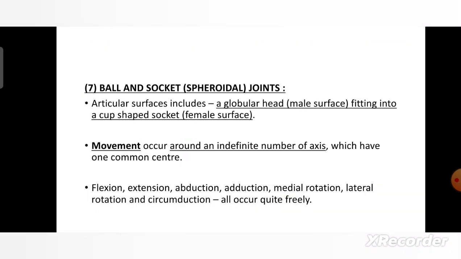Next is ball and socket, that is spheroidal joint. In this, articular surface includes globular head, that is male surface, fitting into a cup-shaped socket, that is female surface. Movement occurs around an indefinite number of axes, which have one common center. Ball and socket joints show flexion, extension, abduction, adduction, medial rotation, lateral rotation, and circumduction freely in all planes and axes.